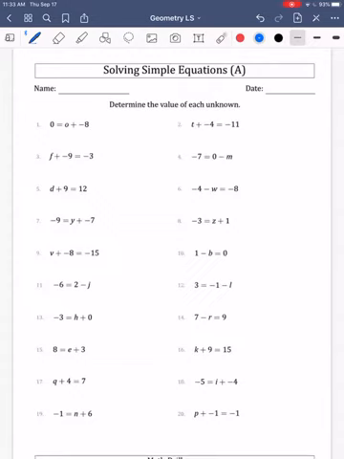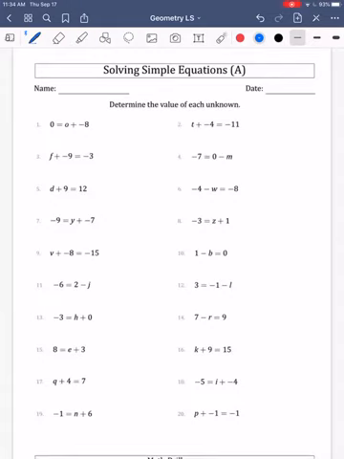We have simple equations, which means that there is nothing complex going on here. We have one variable, which is the letter. It's the unknown value in an equation, and we have only addition and subtraction, which I believe does make it much simpler. So first things first, we're going to start by reading the equation and determining what we're solving for.